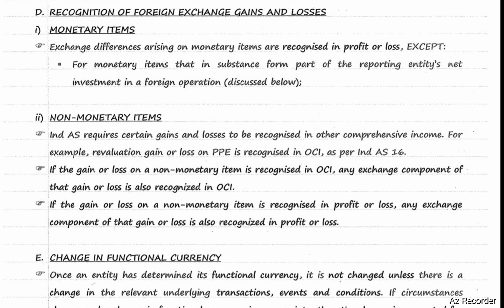Non-monetary items. Ind AS requires certain gains and losses to be recognized in other comprehensive income. For example, a revaluation gain or loss on PPE is recognized in other comprehensive income as per Ind AS 16. If the gain or loss on a non-monetary item is recognized in other comprehensive income, any exchange component of that gain or loss is also recognized in other comprehensive income. If the gain or loss on a non-monetary item is recognized in profit or loss, any exchange component of that gain or loss is also recognized in profit or loss.